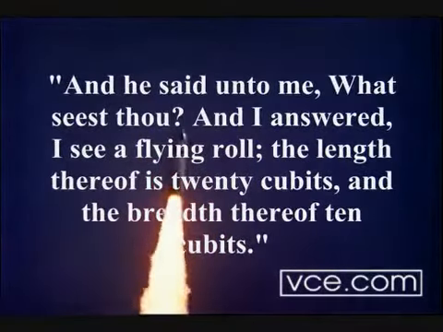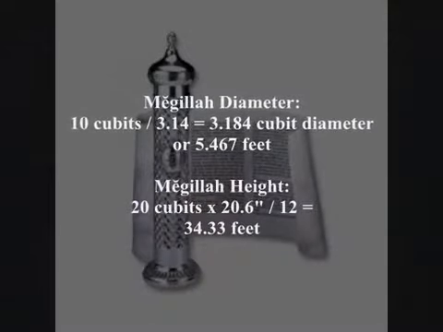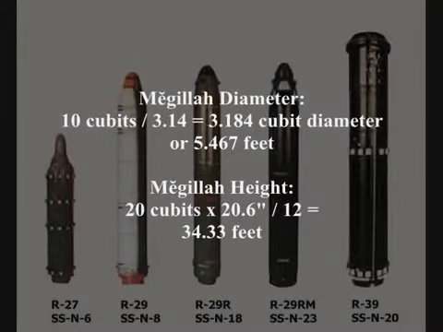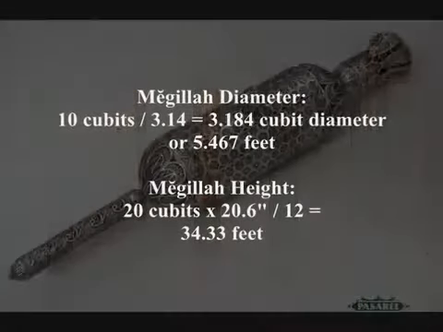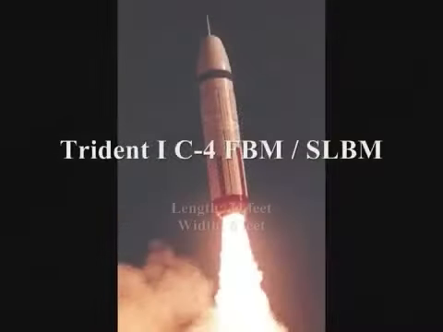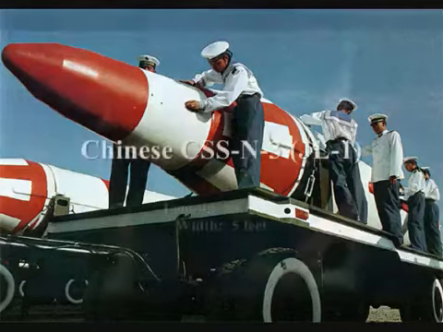Now, if we do the math on this, that works out to be 34.3 feet long. There's 20.6 inches per cubit. And if you want to figure out the diameter, you can do the math, and it comes out to be about 5.5 feet in diameter. This flying Megillah. So Zechariah sees this flying roll, 34 feet long, 5.5 feet wide.